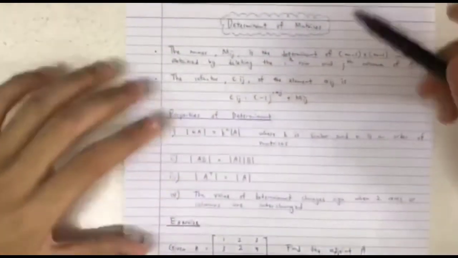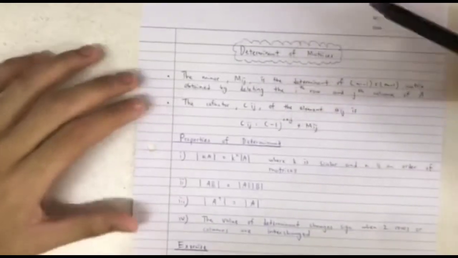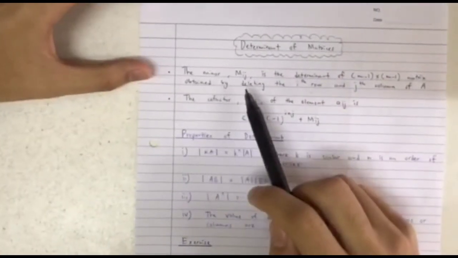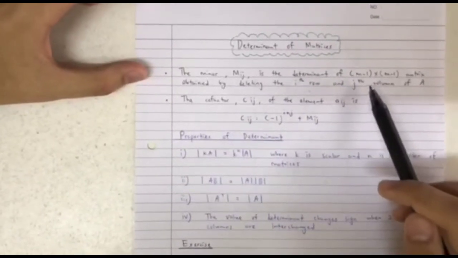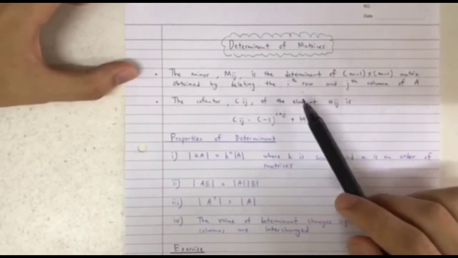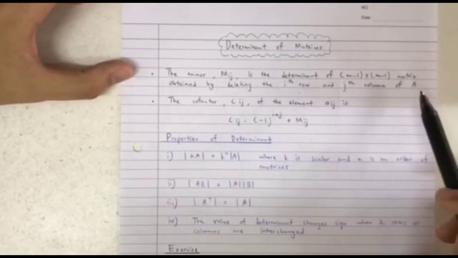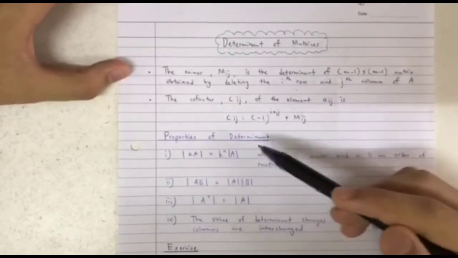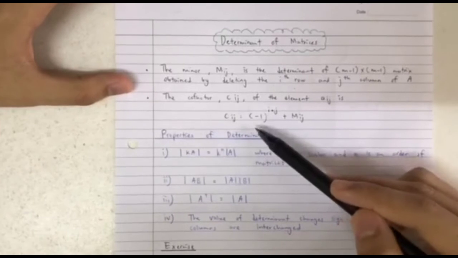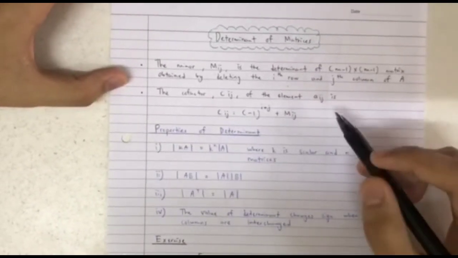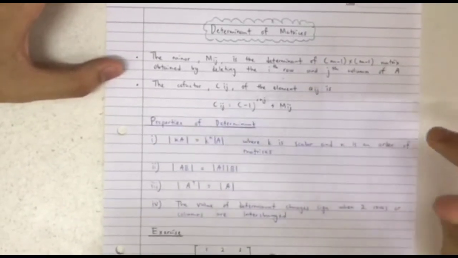Let's move to the next subtopic, which is determinant of matrix. The minor is the determinant of the (n-1) by (n-1) matrix obtained by deleting the i-th row and j-th column of A. The cofactor of the element is Cij equals (-1)^(i+j) Mij. I refers to the row and j refers to the column.